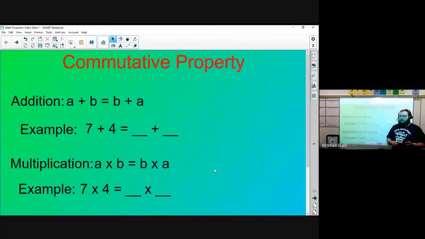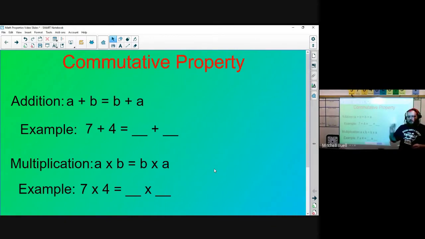All right, so today I'm going to discuss some of the mathematical properties you're going to run into. Some of these you have learned before, some of these it might be your first time learning them. Some of these you may already know, but just don't know the fancy name for them. So we're going to start here with the commutative property.